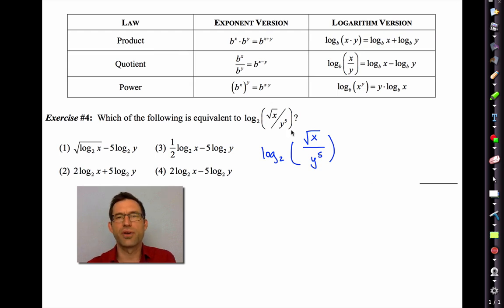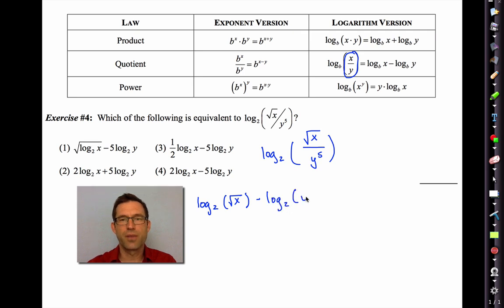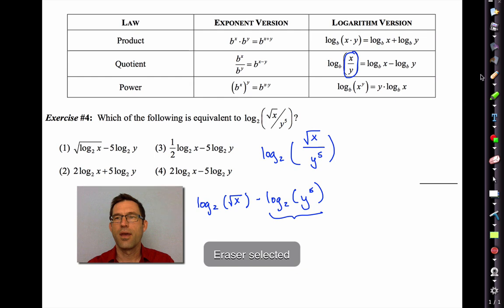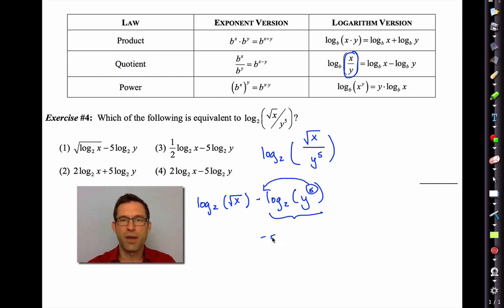Again, the big structure here is not the fact that you've got a square root or a y to the 5th, but the fact that we've got a quotient, right? So immediately, we can break this up into the log base 2 of square root of x minus the log base 2 of y to the 5th. All right, this one I can definitely use that last exponent law on. And I can just pop that 5 out front. So minus 5 log base 2 of y.